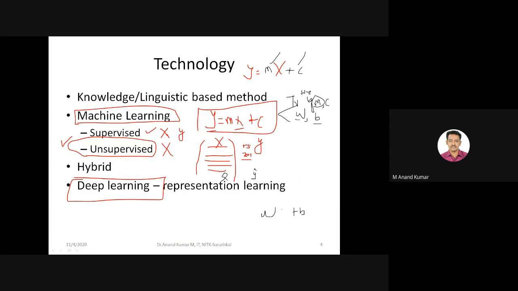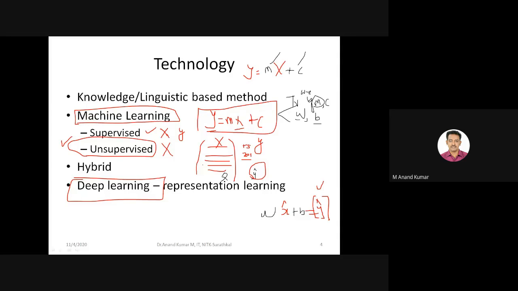X cap is the new data point I'm giving. You apply WX plus B, and as per the equation that gives Y, which we call Y cap. The Y cap is the label you want. This is called testing, and this is the way to find out the labels in machine learning. This is the simplest way to explain machine learning with respect to the line equation.